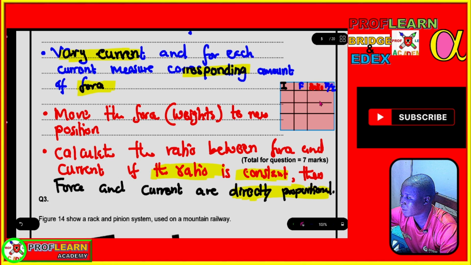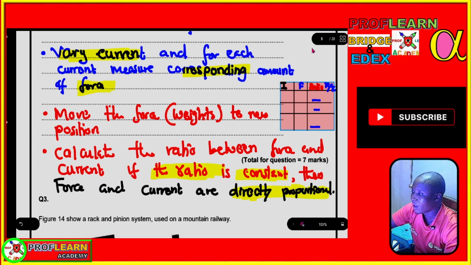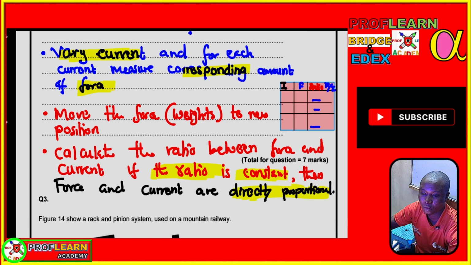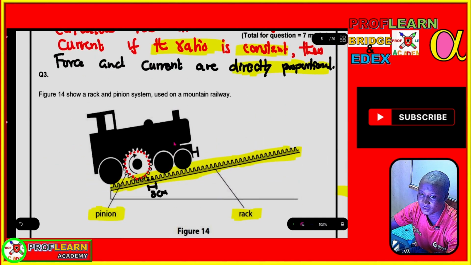So we check, are we going to get a constant value there? Are you going to get the same values at this point? If you get the same ratio throughout, then it means that current is directly proportional to the force. And that is exactly what you do when it comes to questions like that. In order to show it's directly proportional, you get different values and then find the ratio.